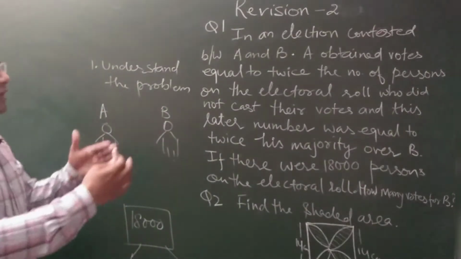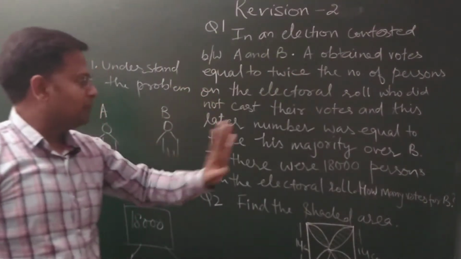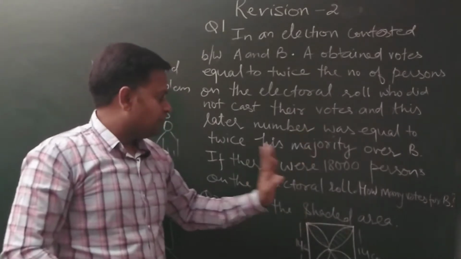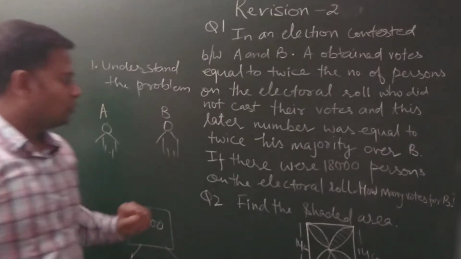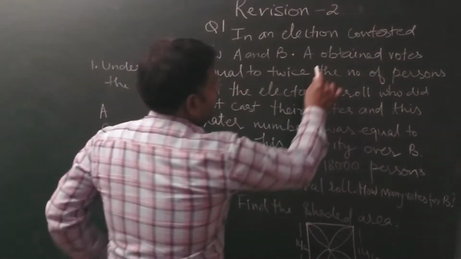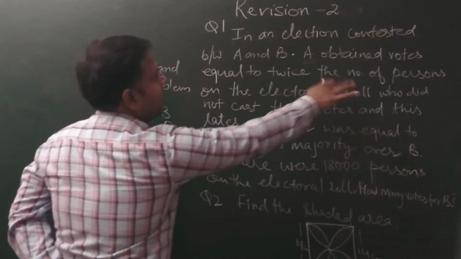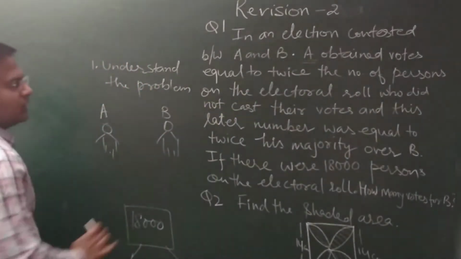Now you just go one step ahead. So I have completed this line: A and B, there are two people who are contesting elections, and there are 18,000 people who are on the electoral roll. Now we start from the condition. A obtained votes equal to twice the number of persons on the electoral roll who did not cast their vote.